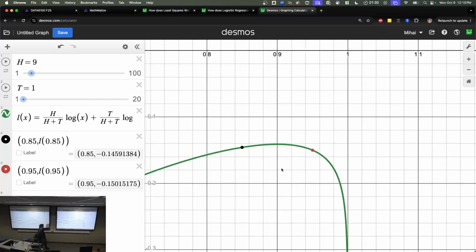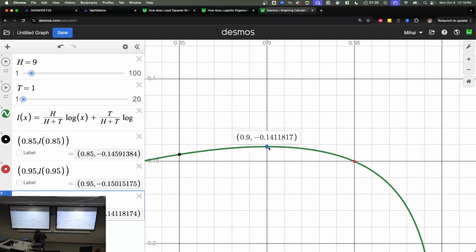Where is the green function? Where is it the highest? 0.9. People are yelling that. Yeah, 0.9 is the best. And so let's draw that in as well. 0.9 and the likelihood of 0.9. There we go. So that blue dot is the best.